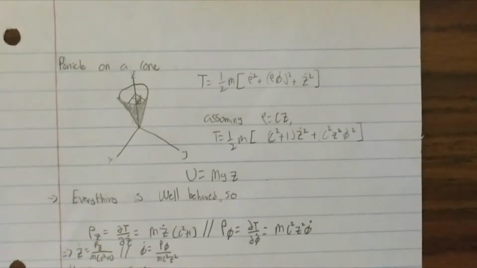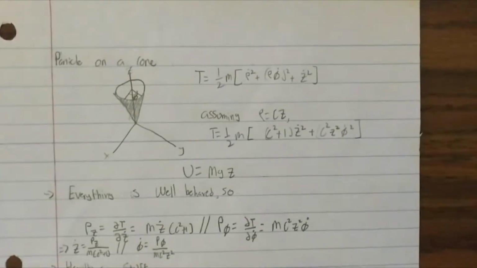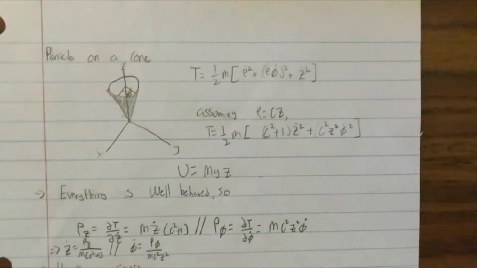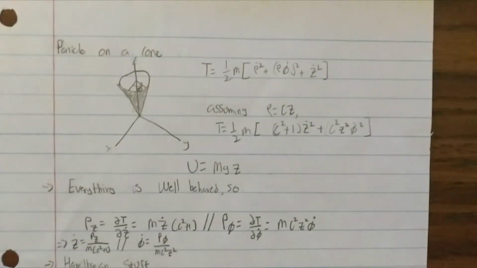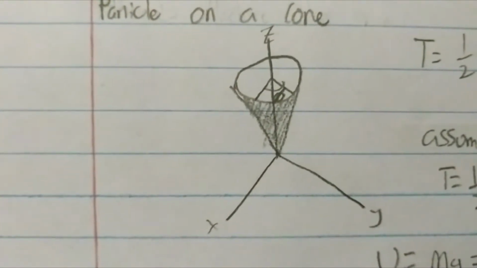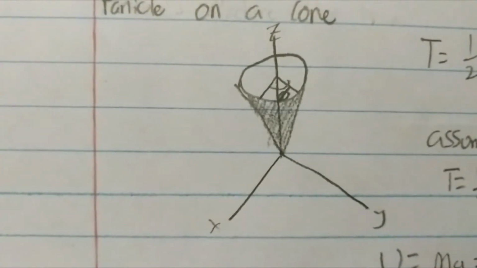Hi everyone. So the problem I solved here is a particle that is confined to live on a cone using Hamiltonian mechanics. And so if you look, you have a cone that is pointed directly upwards, gravity going down, and we have a particle at angle phi, which is swept out from the x-axis.